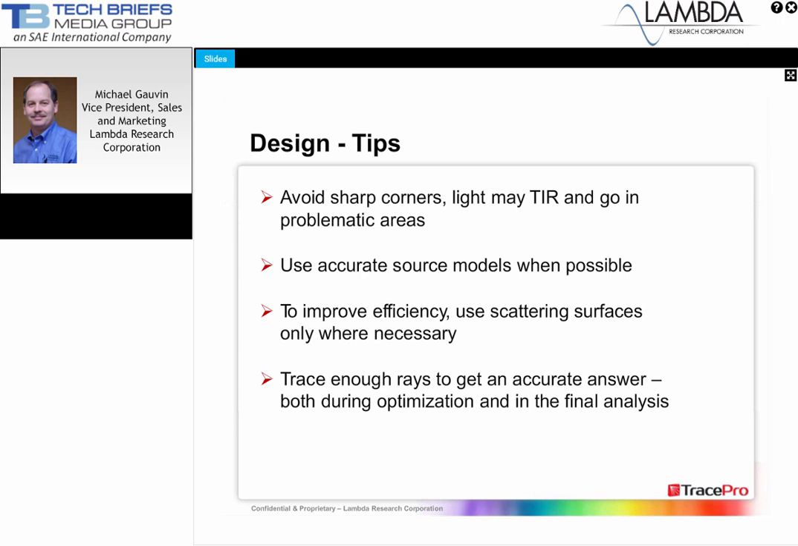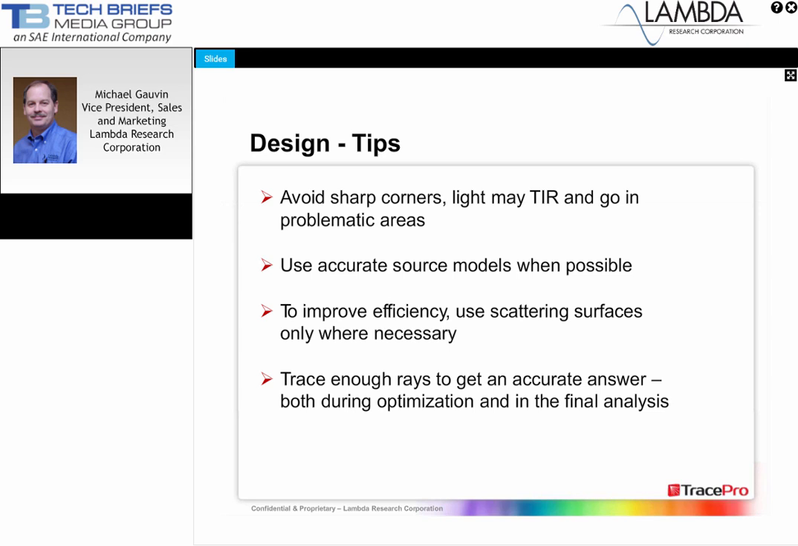So let's look at some design tips. First of all, we've talked a lot about the critical angle. So we want to avoid sharp corners because that's where light might just TIR and go into other areas that we don't want. We want to make as accurate a source model as possible because when we manufacture this lens, we want to have it be the same as what we simulated. To improve efficiency, we can use scattering surfaces where necessary, but we also don't want scatter to put light where we don't want it, so we have to keep track of that as well.